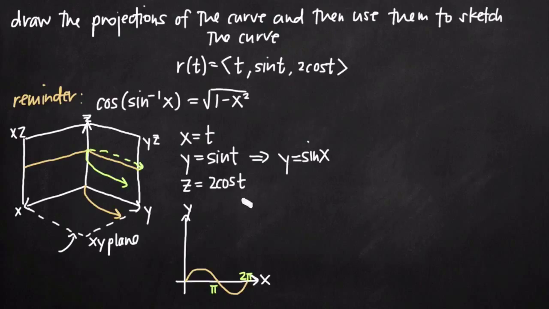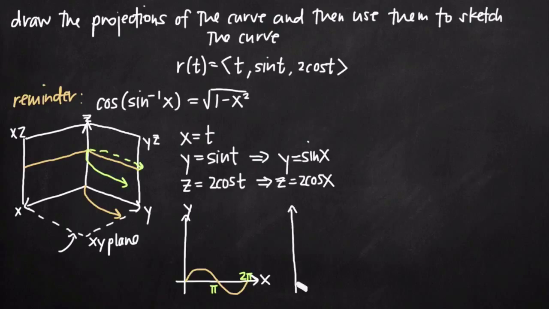That means we're going to need an equation for z in terms of x. So we're going to do the same thing again here. We have an equation for z in terms of t. We're going to substitute x in for t, and we're going to get the equation z is equal to 2 cosine of x. Now we have an equation for z in terms of x.